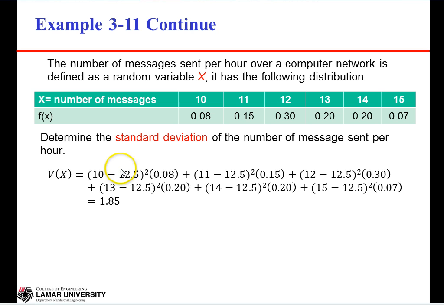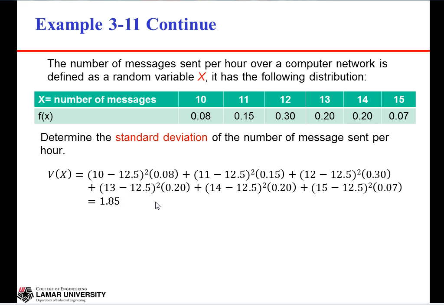So the mean we already determined to be 12.5 from the previous example. So use each individual xi minus the mean, take the square, then multiply by the corresponding probability mass function for that particular value of xi, and do the summation for all the terms. You will end up with the variance. And here the variance is equal to 1.85.